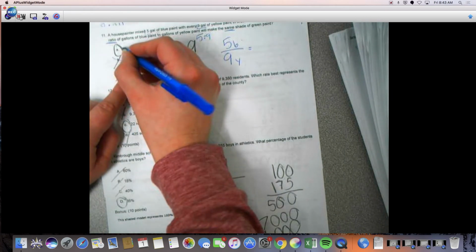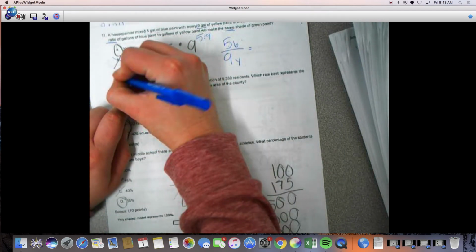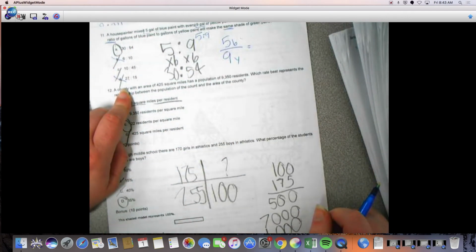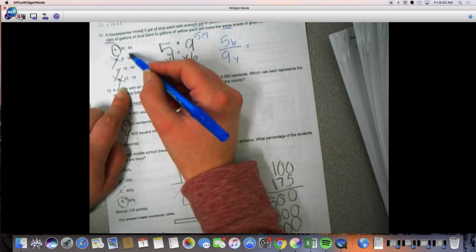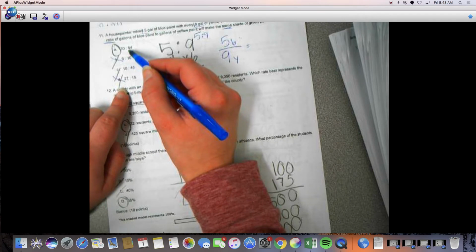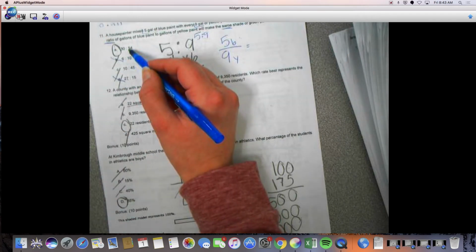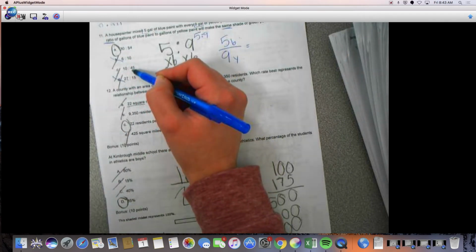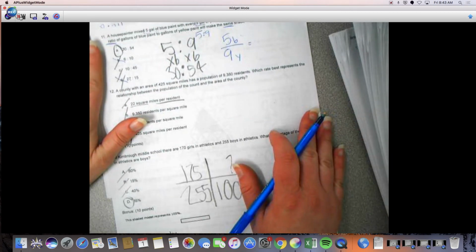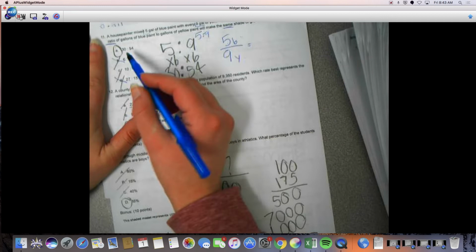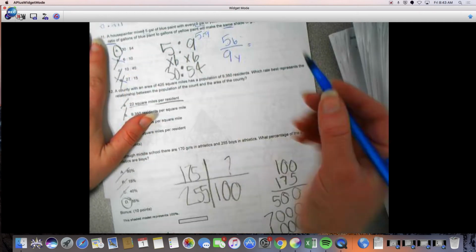10 is, 30 is, 27 is not. So I would cross that one out right away. Okay? Do the same thing with your 9s. If I look at the second number, 54, is it a multiple of 9? Yes. And 45, is it a multiple of 9? Yes. So now we've just got to see which one is equivalent. Okay? So let's start with A. I always just start at the top.